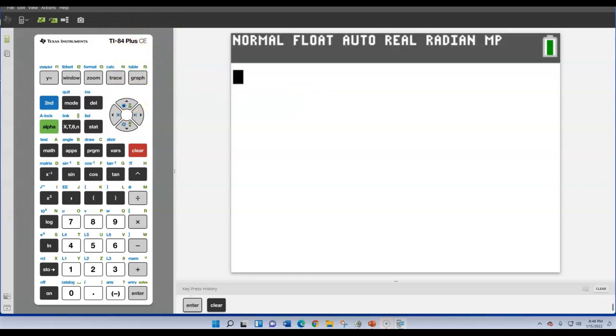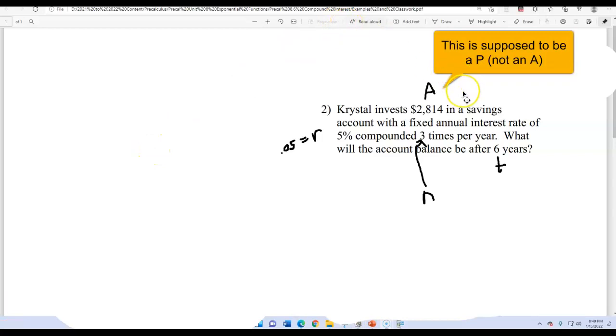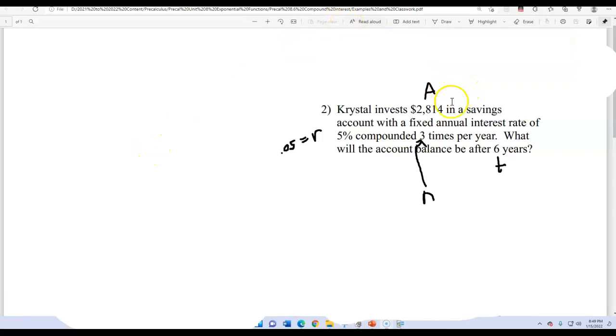So let's go ahead and move on to a second example just to really get it cemented into our mind. So this time I would encourage you guys to think in advance right now. See if you can find your A, your R, and your N, and your T. So pause the video here and see if you could properly label those. So there's the proper identification of the variables.